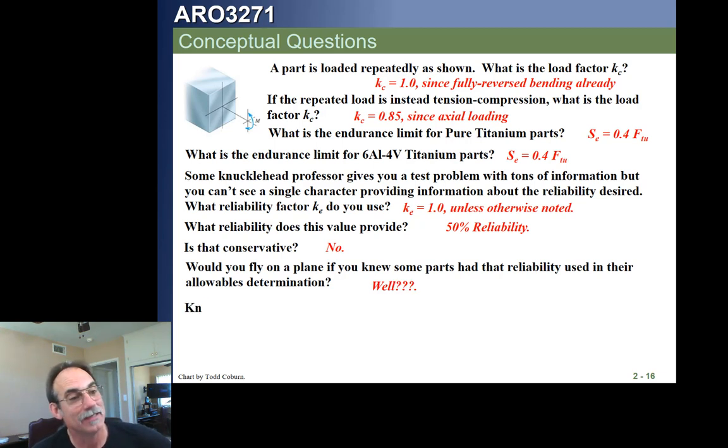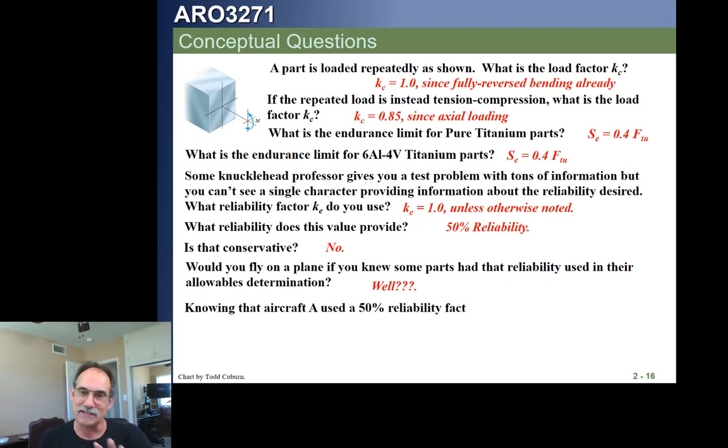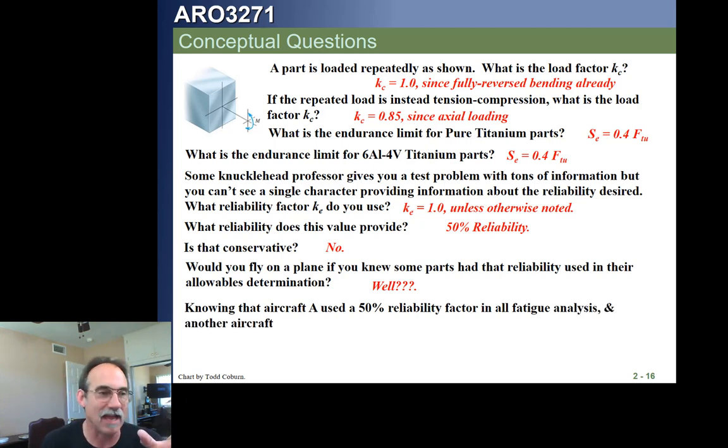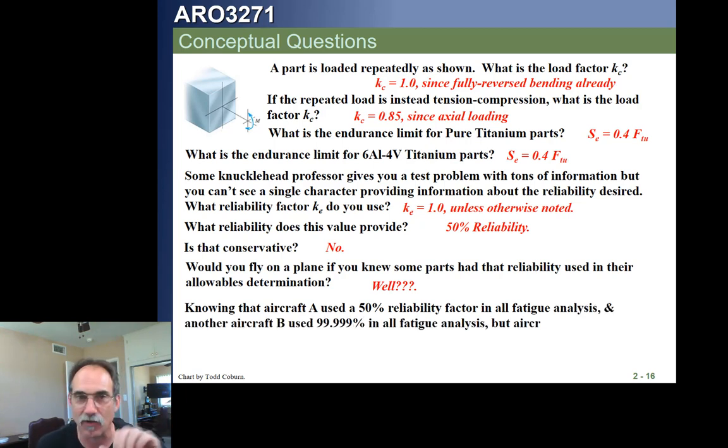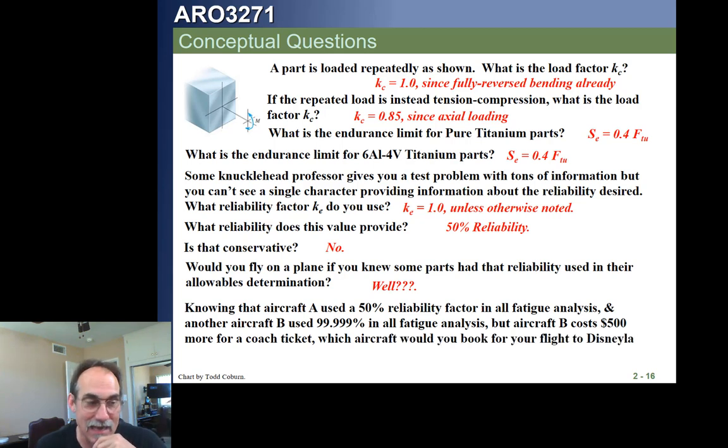Would you? Okay, so let's just give an example to think about that. Let's say aircraft A has a 50% reliability on all fatigue analysis. Another aircraft has a 99.999% reliability. But aircraft B, due to the difference in calculation, costs $500 more per ticket. Which aircraft would you book on for your flight to Disneyland, Florida? Think about that.